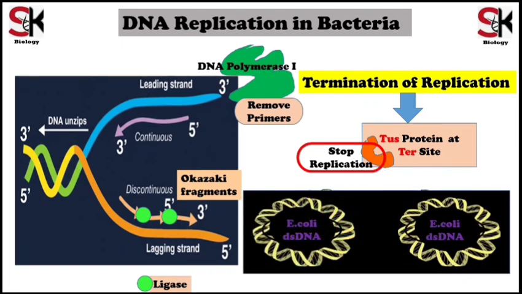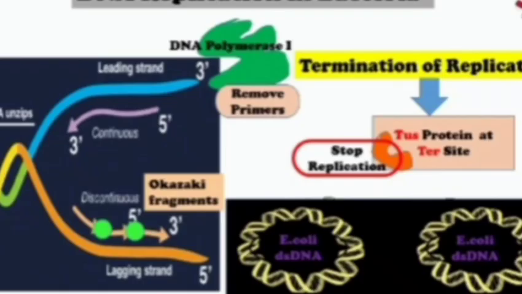Bacterial DNA replication is highly accurate because DNA polymerase has proofreading activity and it corrects errors immediately. The chance of a mistake is 1 mistake per 10 raised to 3 to 10 raised to 10 nucleotide additions. So here we completed the important topic, DNA replication in bacteria.